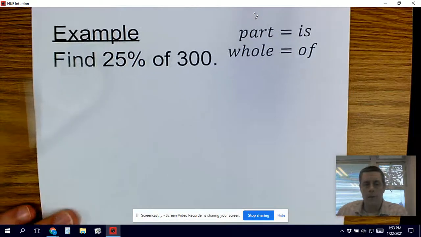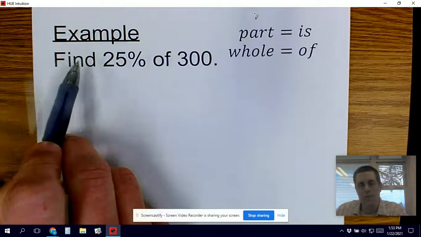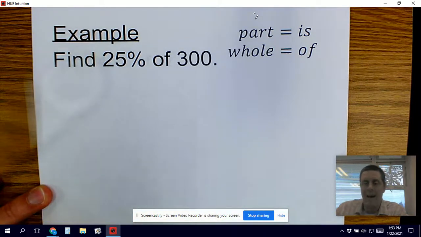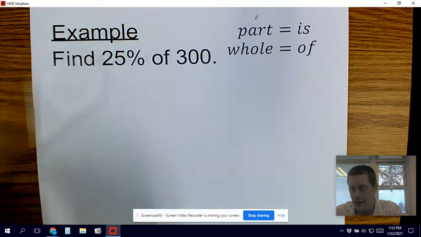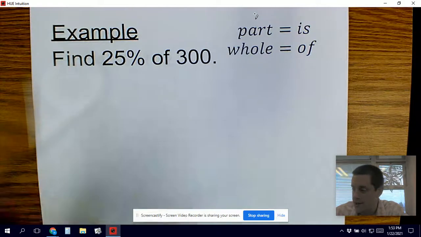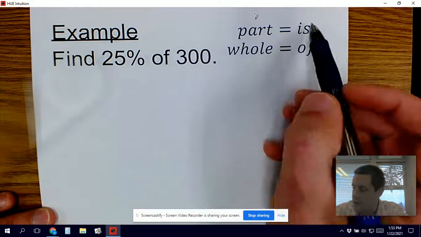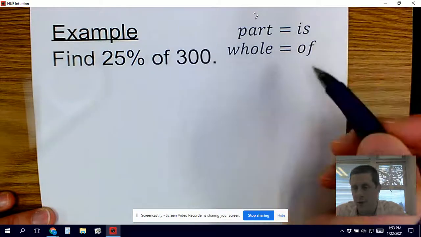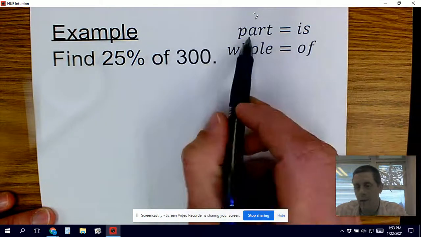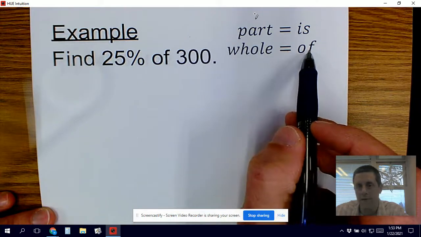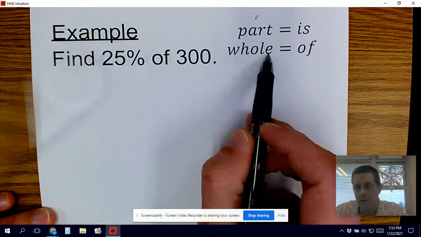All right, so here we have another example. It is asking us to find 25% of 300. And when you're given a straight calculation like this without any insight that you would gain from a word problem as far as figuring out what the part or the whole is, some keywords you can look for in these straight calculations. The word is, if you see the word is near or with a number, that always represents the part of something. And then the keyword of, if you see the word of, that represents the whole.